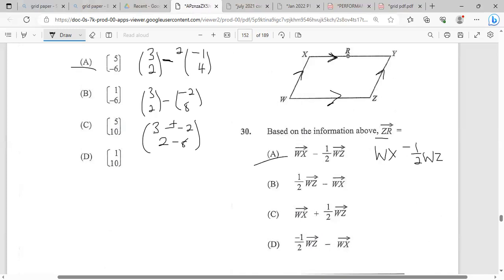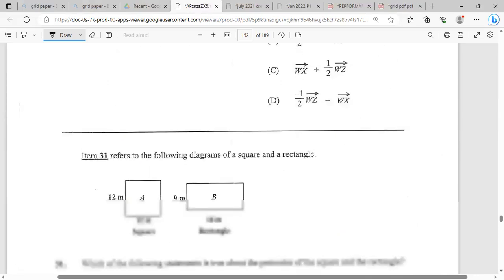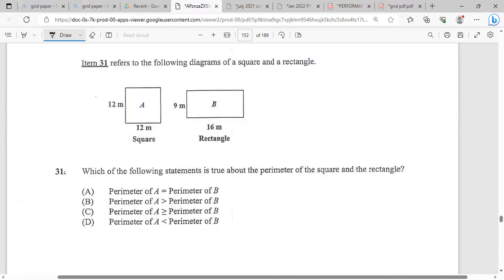All right, let's move on. Item 31 refers to the diagram of a square and a rectangle. Which of the following statements is true about the perimeter of the square and the rectangle? All right, so I'm going to find the perimeter first. So we have 12 and 12, 12, 12, 48. So the perimeter of the square is 48. All right, this now 16 and 16, 32, 32 plus 18 now. This is supposed to be 9, right? So 50.